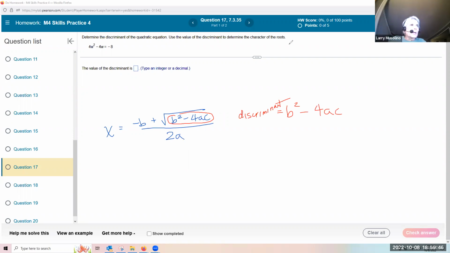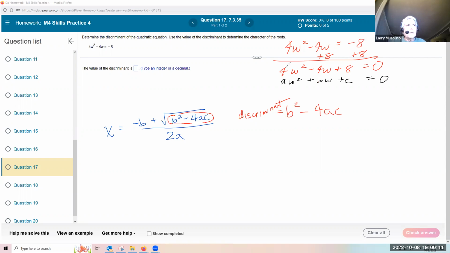Here's what I'm going to do. Let me start out with this equation they're giving me. Remember, I want to get this set equal to 0, so I'm going to add 8 to both sides to get started. That gets me 4w squared minus 4w plus 8 equals 0. Compare this to aw squared plus bw plus c equals 0. Our a number is 4. Our b number is negative 4. And our c value is 8.